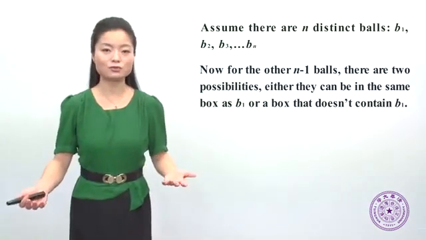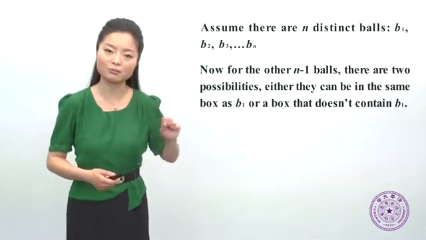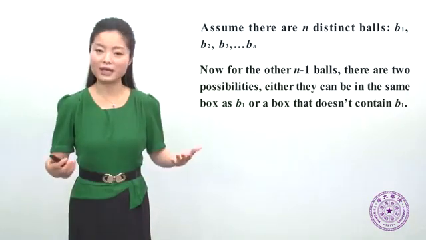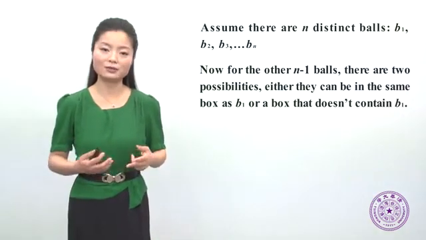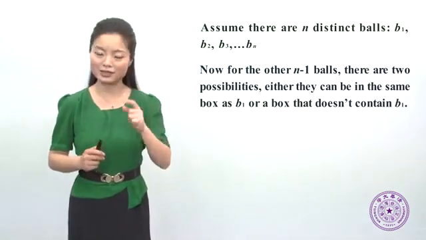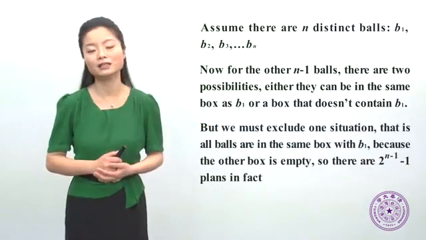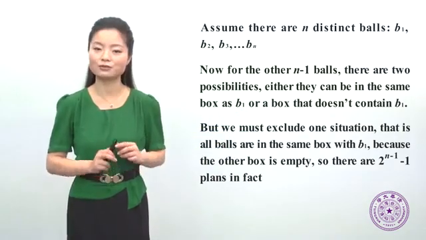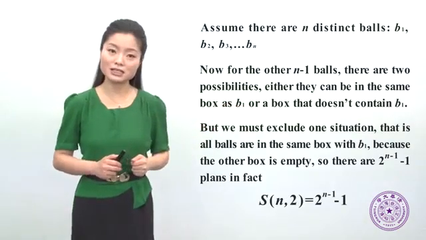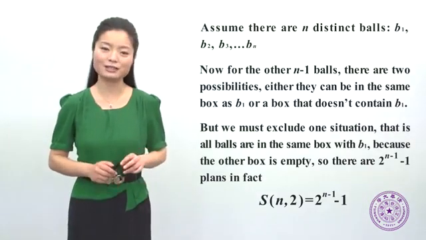Then for the other n-1 elements, we'll have only 2 choices. One is to add it to the box with B1. Another is to put it in the box without B1. So how many solutions will there be? There are 2 choices for each ball, and there are a total of n-1 balls. Therefore, the total number of ways will be 2 to the power of n-1. But there is a clever part here, because in the Stirling numbers of the second kind, an empty box is not allowed. So we can directly remove the scheme with the empty box. Well, at this point we sum up so that S(n,2) is directly equivalent to 2 to the power of n-1, minus 1.